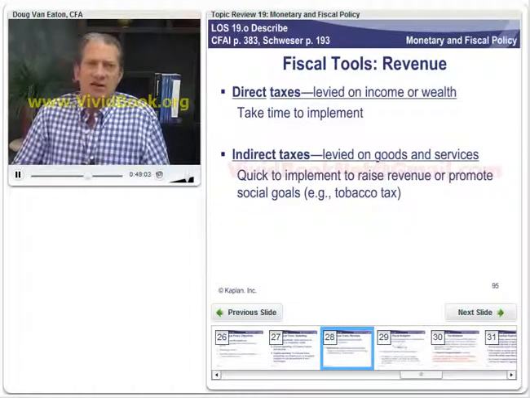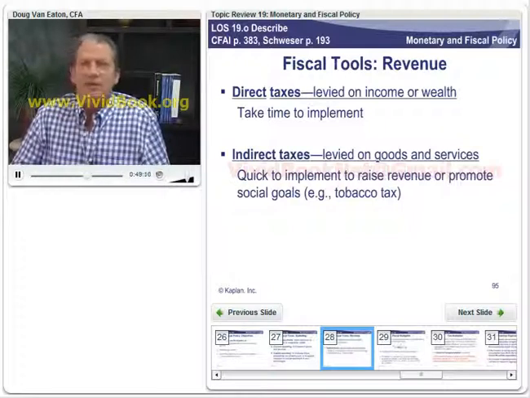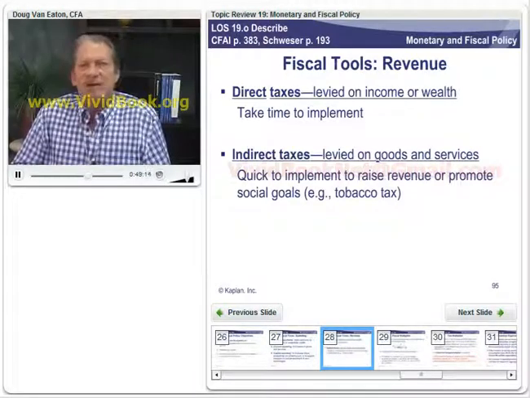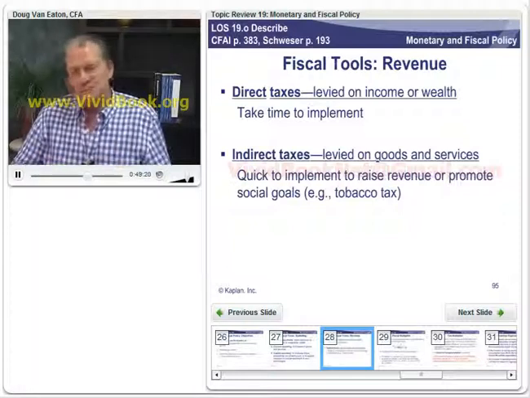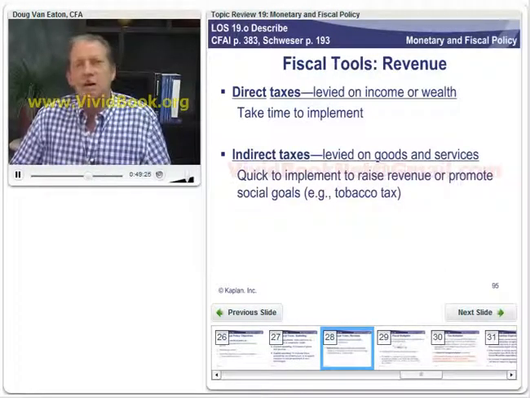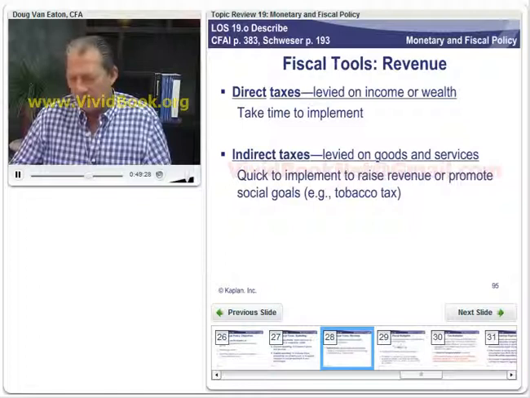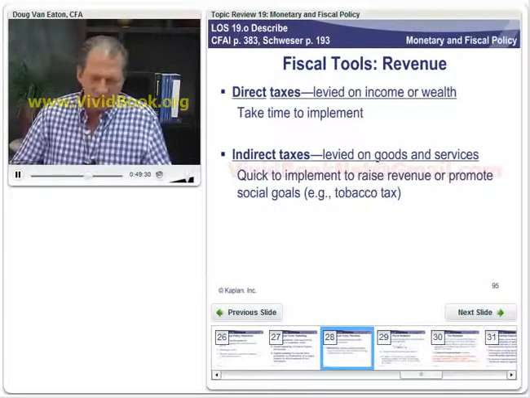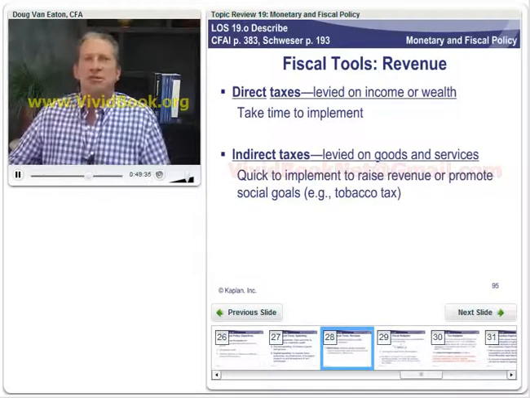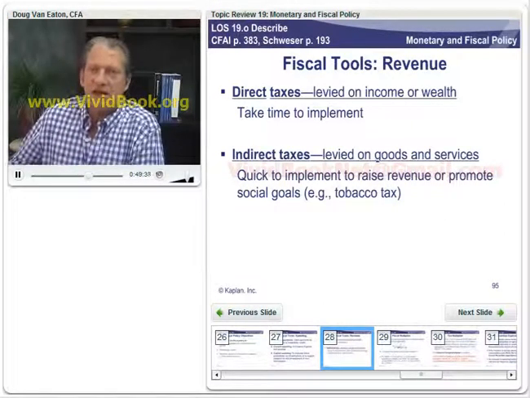Now, indirect taxes, it's easier to change those to raise some revenue or promote a social goal. The example here is given as tobacco tax, but these indirect taxes, sales taxes, value-added taxes, that translate into final goods prices to consumers are going to have an effect on their spending as well. Tobacco tax raises the price of tobacco by $1 a pack, supposedly people buy less tobacco. It would depend on the elasticity of demand.